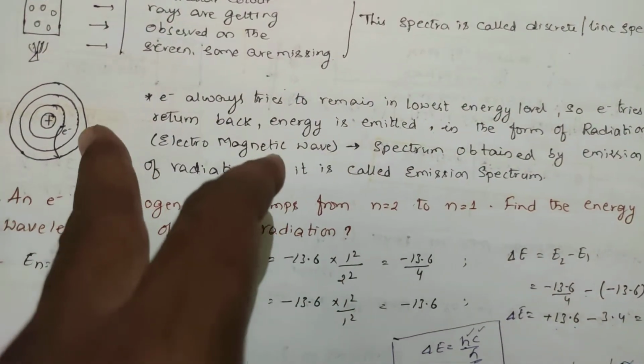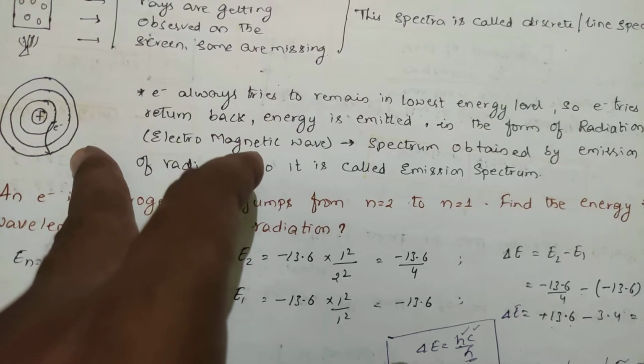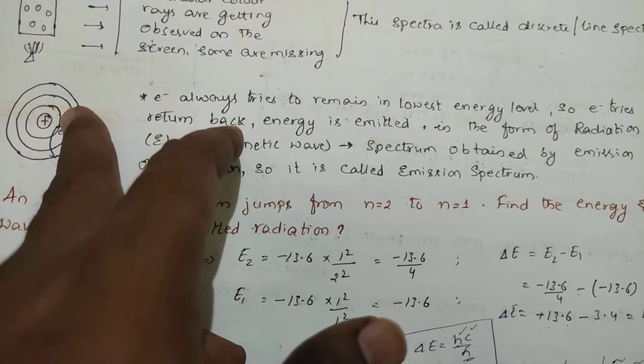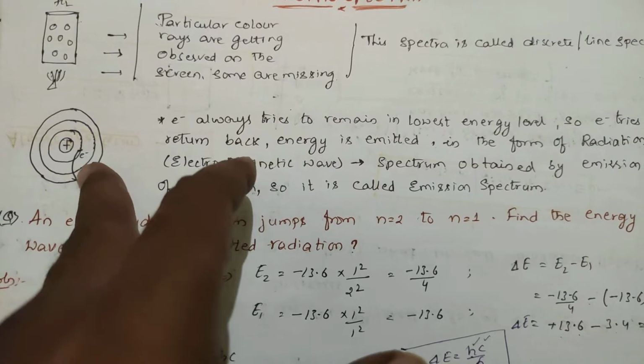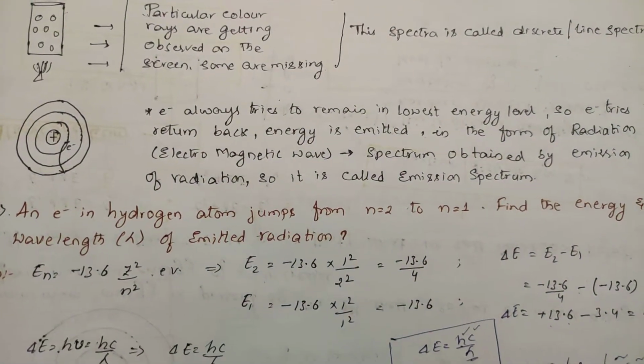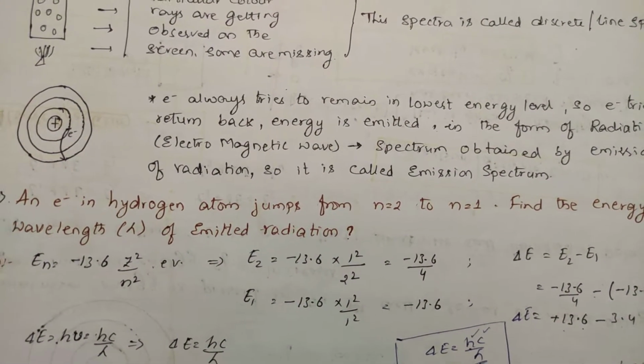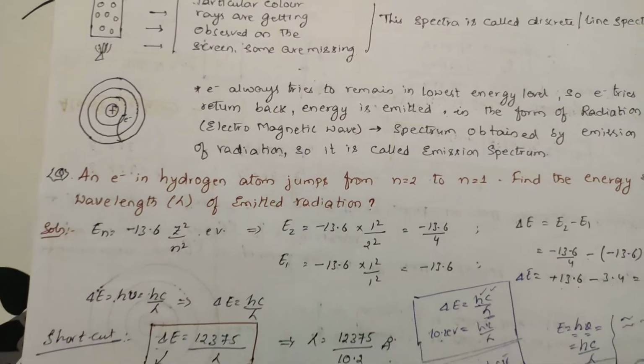That light, or electromagnetic wave, you are getting whenever it is de-excited, if you pass it through a prism, you will get a spectrum. That spectrum is called the emission spectrum. Right, students? Take this question.